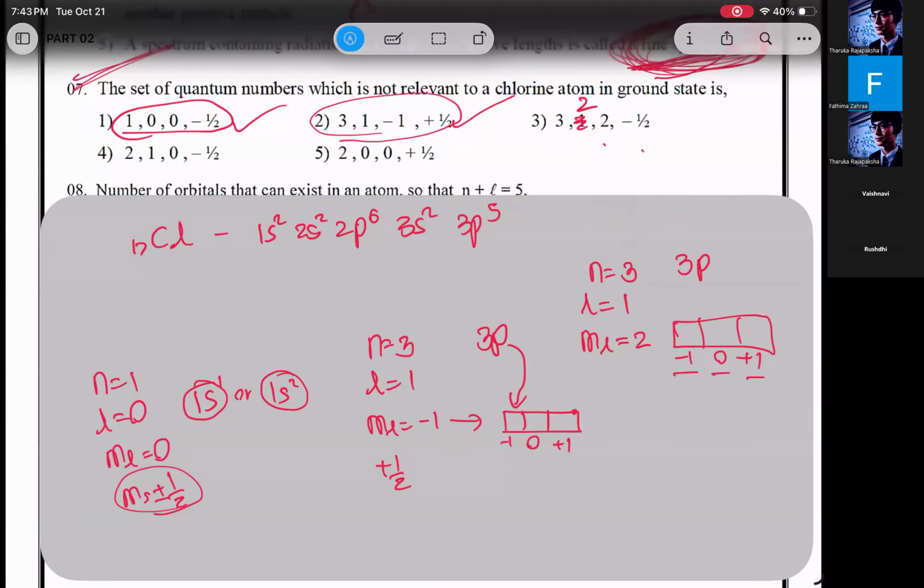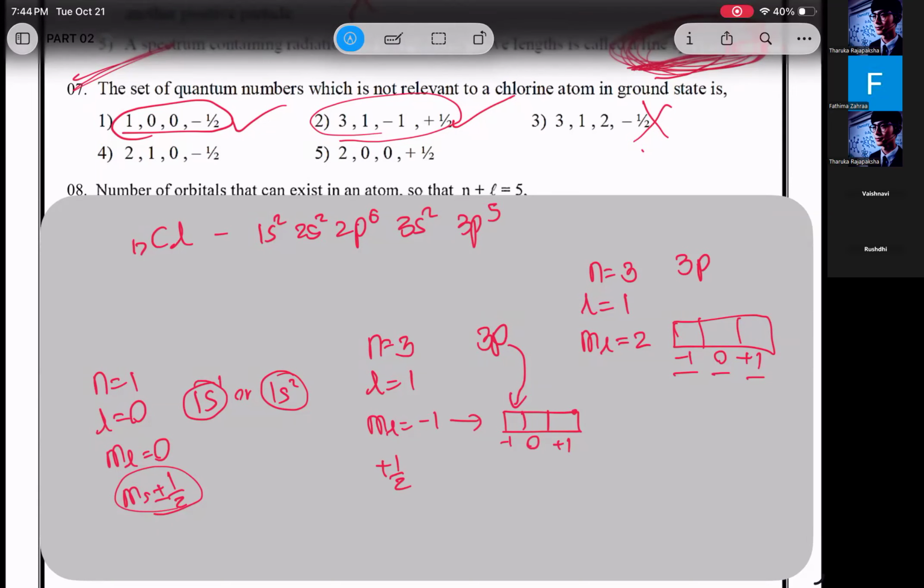Why is that? If they gave 2, there's no problem, because then it's a d orbital, a d sub-energy level. A 3d has M sub L plus 2. Now here you can't take it. So this statement is wrong. This can't be happening.